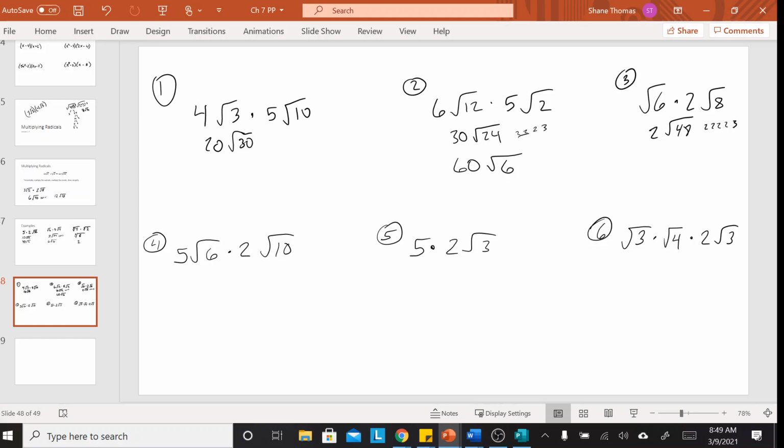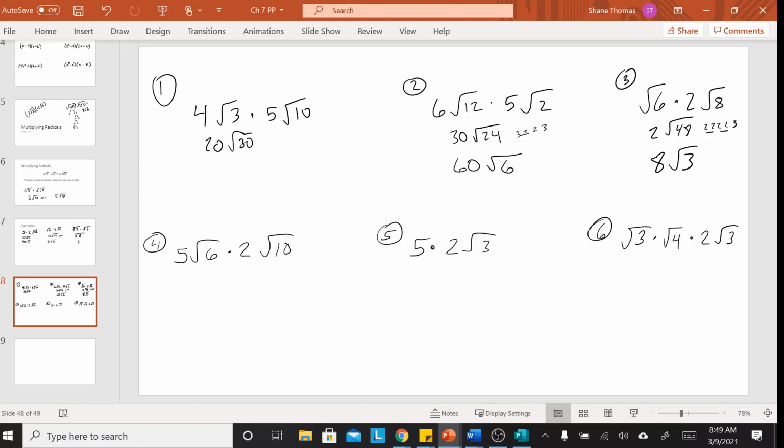Is that what you had? So what can I bring out? Okay, I can bring 2s out. So 2 times 2 times 2 out front is going to be 8. And then 3 on the inside. All right. Foster. Number 4.